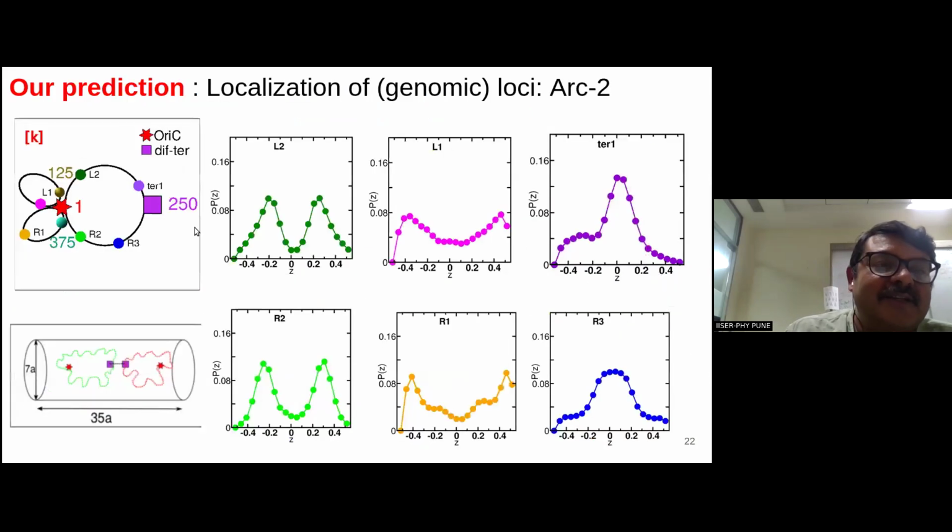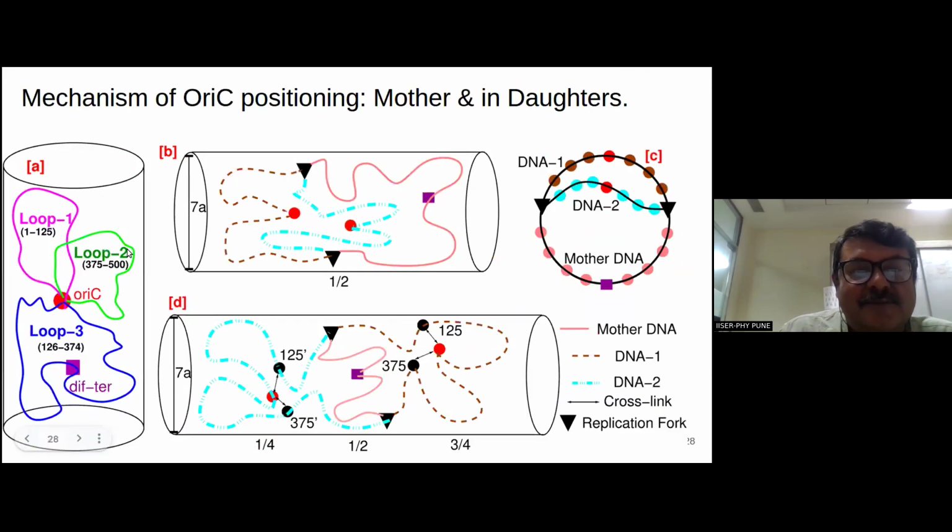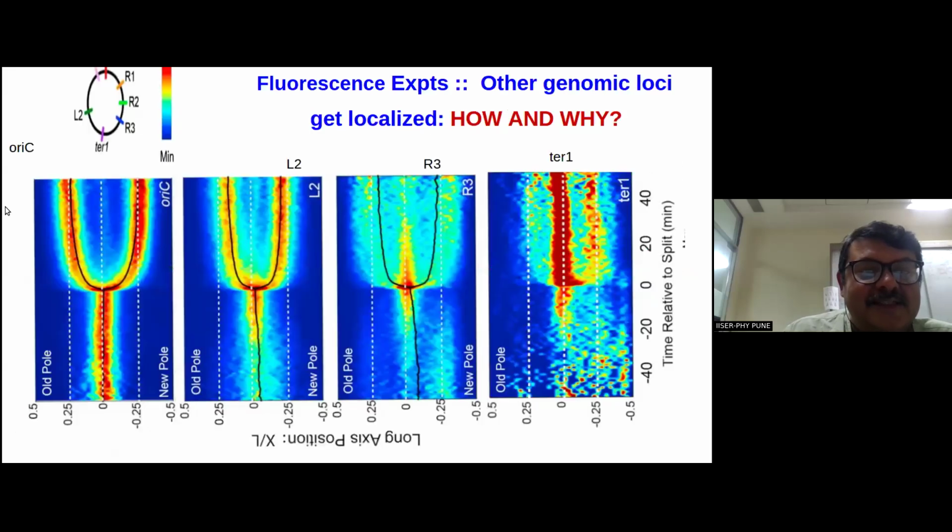Now, in hindsight, you see, I had marked them R1, L1, L2, R2, R3, and these are exactly the same convention as was used in the experiments.